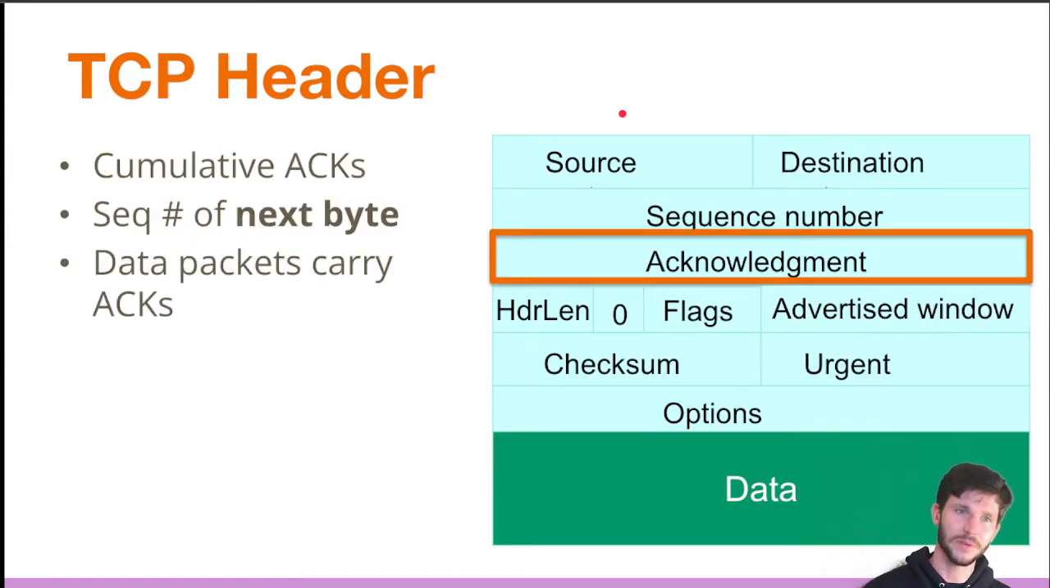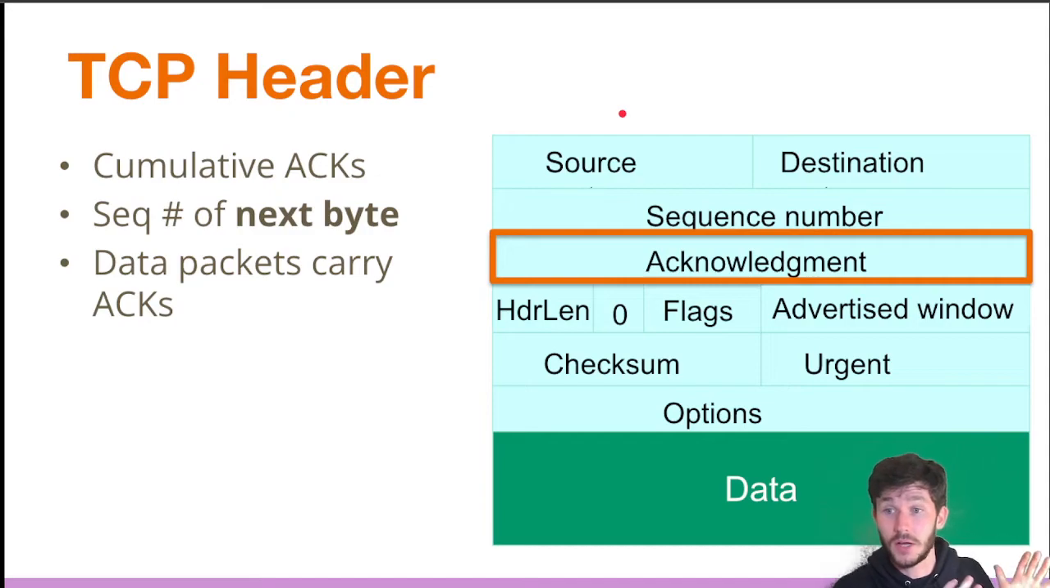Then the acknowledgement field is set to be an acknowledgement of the sequence numbers received so far. And the way that TCP does this by default is using cumulative ACKs, which means TCP will send back an ACK that represents information about the previous contiguous block of data received. So if a packet arrives out of order, a future packet arrives and there's still a gap, the ACK is always going to be to inform the sender that everything up until that gap has been received.